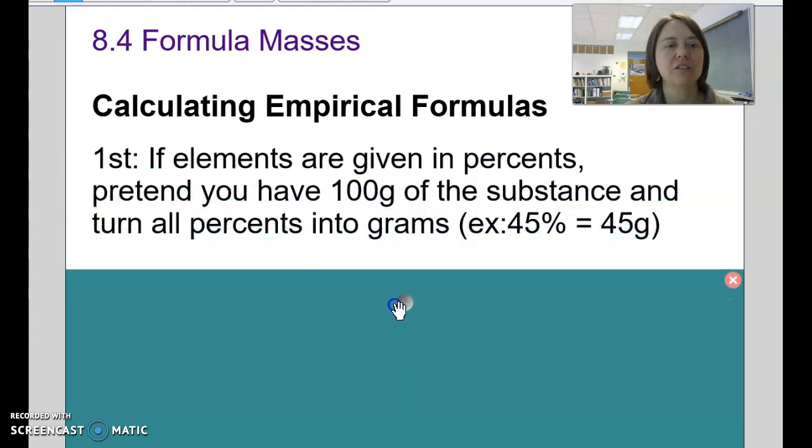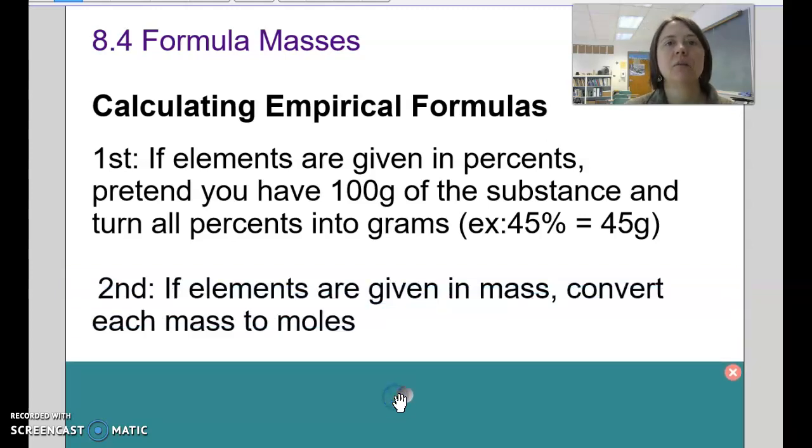Okay, so the first thing you do, please write this down, is if elements are given in percents, pretend you have 100 grams of that substance and turn all the percents into grams. So if they say 45%, then you would say 45 grams. Number 2, if elements are given in mass, you're going to convert each mass into moles. So here's our mass to moles problem that you have to remember how to do.